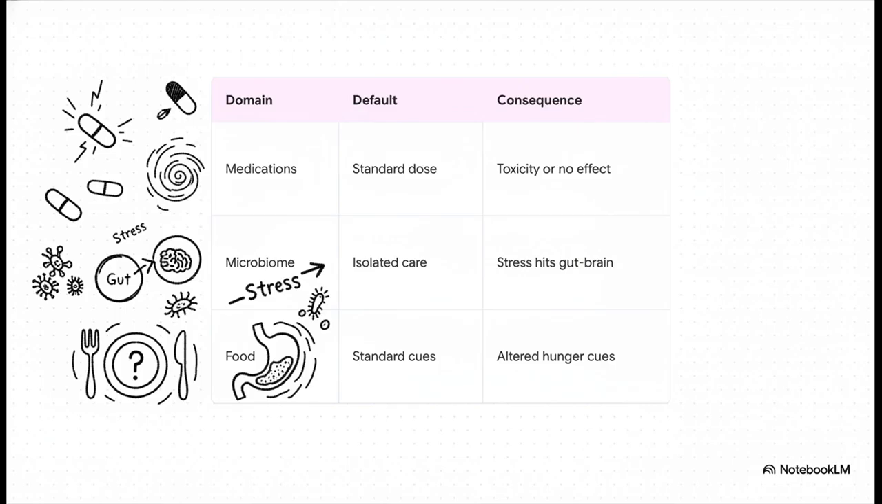Treating gut issues as isolated comorbidities completely misses the fact that the chronic social stress we just talked about is actively disrupting the gut-brain axis. Even with food, standard dietary guidelines assume neurotypical interoception, which is how you read your own internal bodily signals, meaning an autistic person's natural hunger cues might be completely different. Treating an autistic body like a standard body that just has extra behavioral features, that causes direct harm.